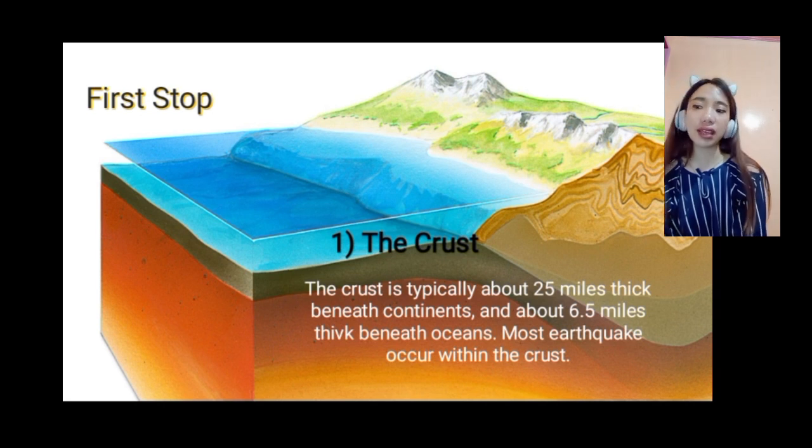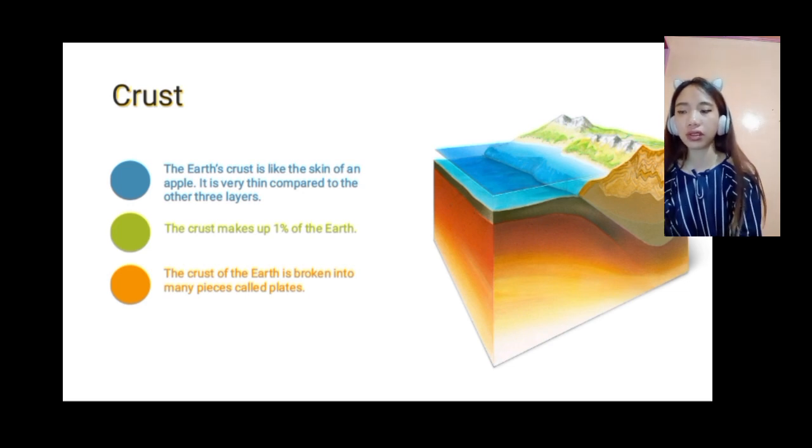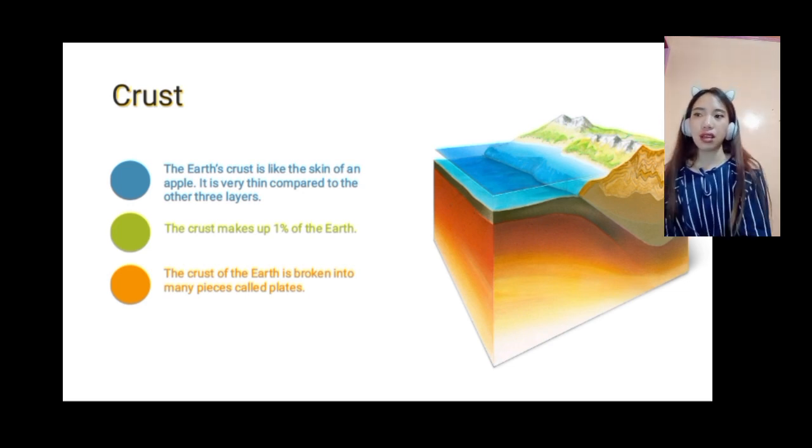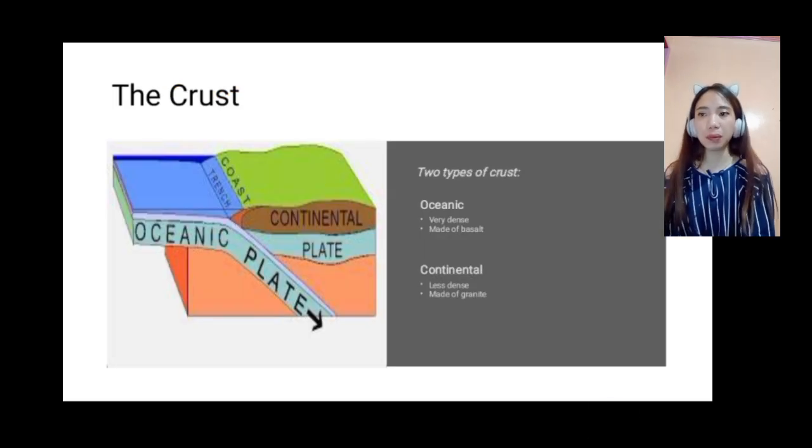The crust makes up 1% of the Earth, typically about 25 miles thick beneath continents and about 6.5 miles thick beneath oceans. The Earth's crust is like the skin of an apple. It is very thin compared to the other 3 layers. And there are 2 types of crust, and these are the oceanic plate and continental plate.